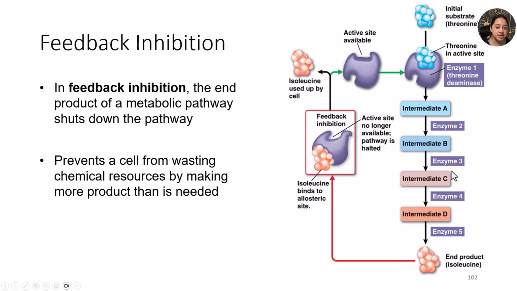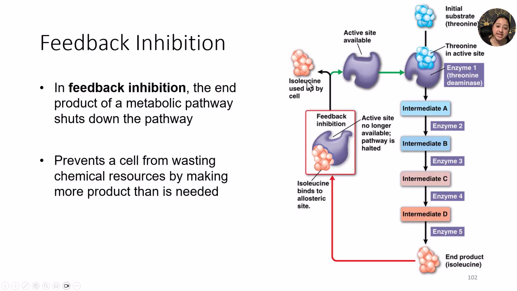In feedback inhibition, the end product of a certain pathway will shut down the pathway. So if this is a pathway to make isoleucine, an amino acid, you have a bunch of different enzymes involved in this whole pathway with different intermediates in between. The easiest way to regulate this pathway and not make too much isoleucine is by having your end product feed back and inhibit the pathway.